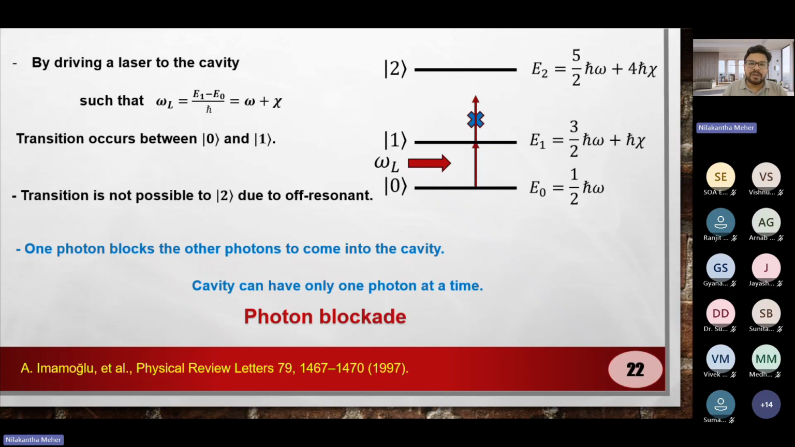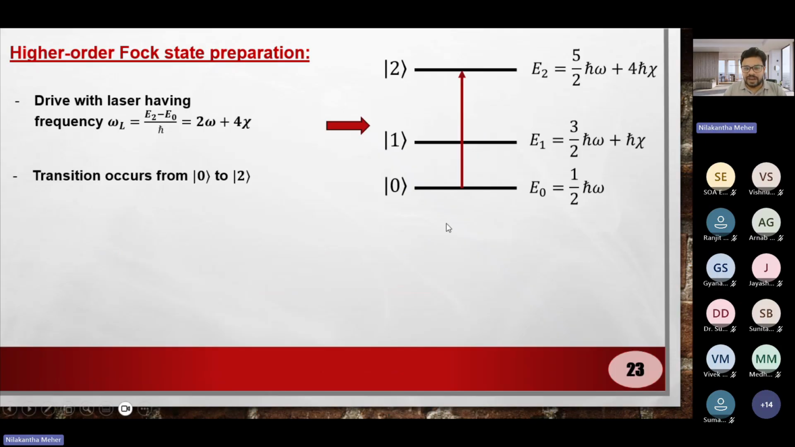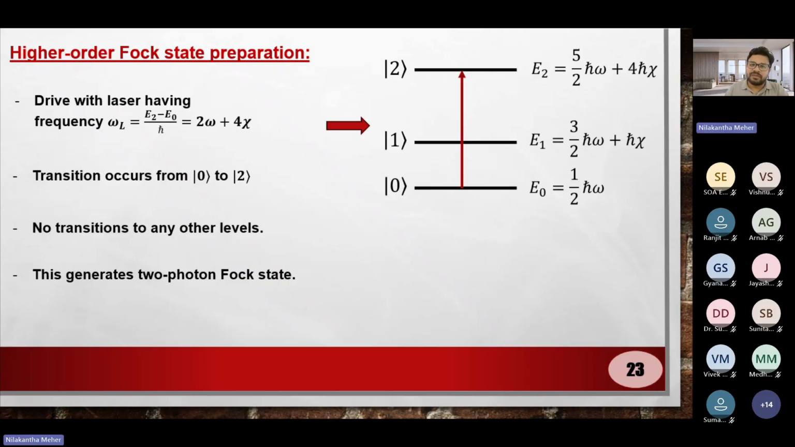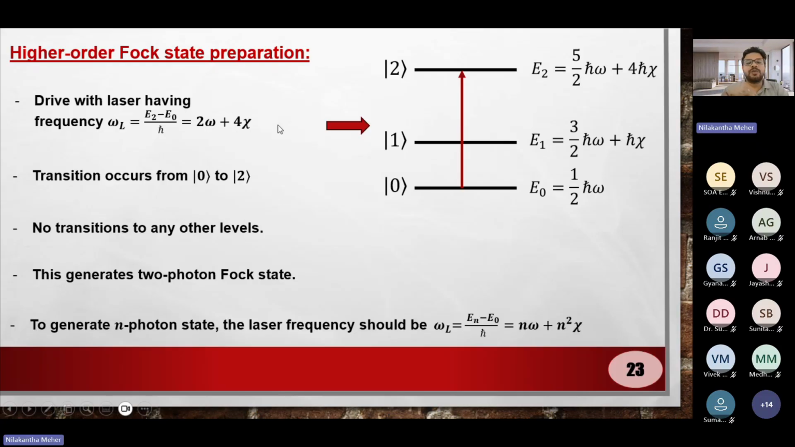Now, if you want to prepare higher order Fock states, you drive the cavity with a frequency which matches the spacing between 0 and 2, that is the energy difference between 0 and 2. In that case, the only transition that can occur is from 0 to 2, and not to any other levels. In that case, we can prepare a 2-photon Fock state. That is, precisely 2 photons I can prepare by driving the cavity with a frequency of 2 omega plus 4 chi. Similarly, if you want to prepare an n-photon Fock state, then we have to drive the cavity with a frequency of n omega plus n square chi, so that it can connect the 0 to n photon level, and you can prepare the n-photon Fock state.